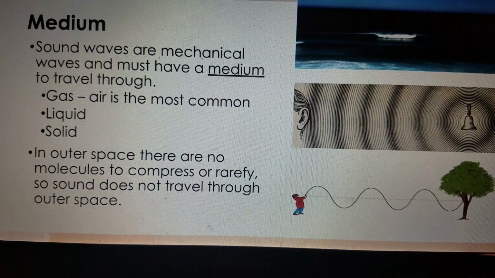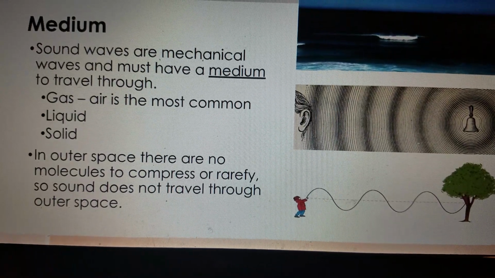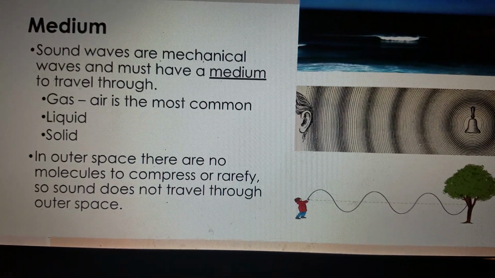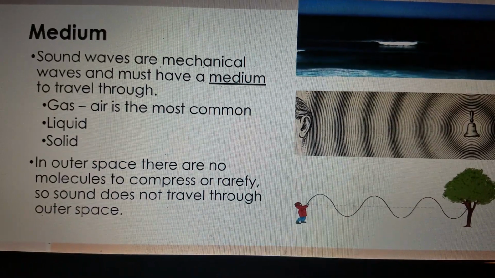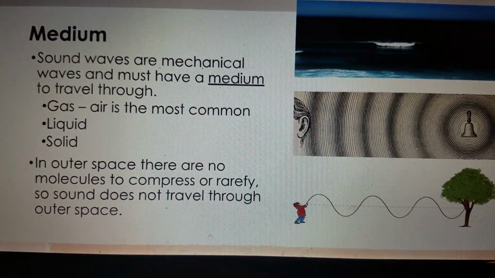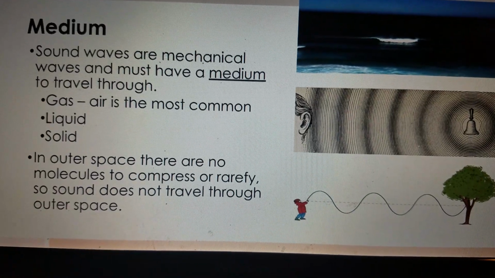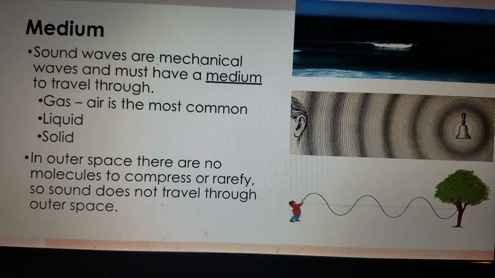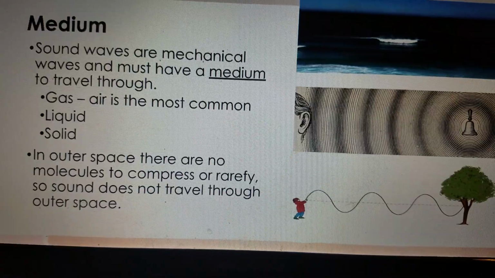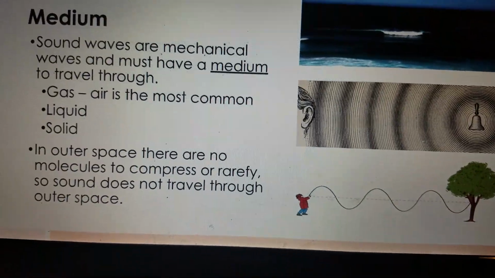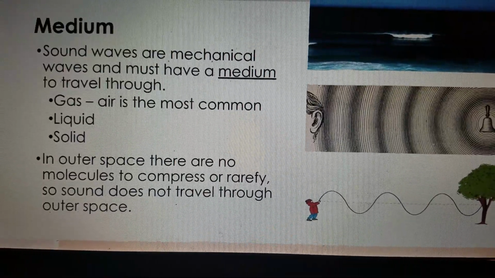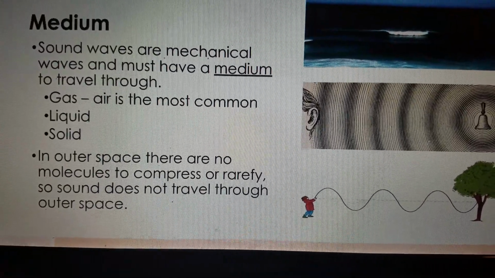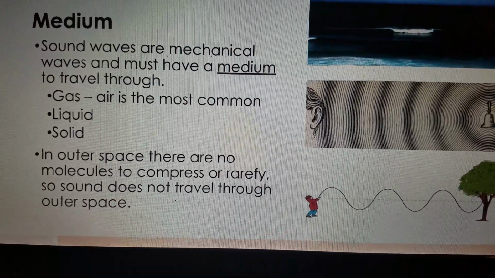In outer space, however, there are no molecules to be compressed or rarefied. With no molecules, no medium, no sound can travel through outer space. So every science fiction movie you ever saw where there was a space battle and ships blew up in huge loud explosions, yeah, those were all lies.